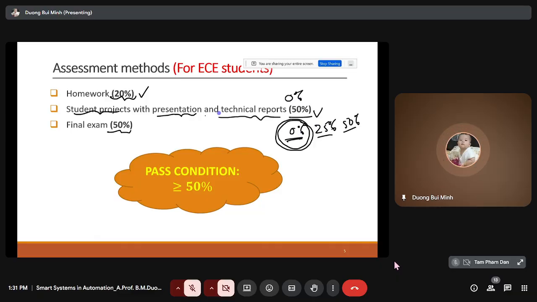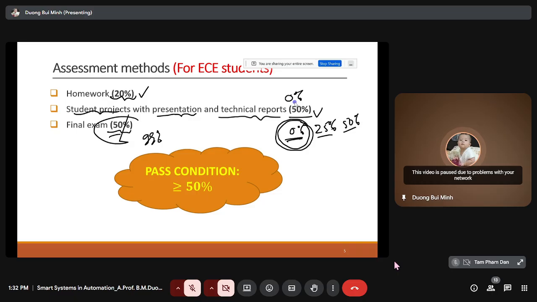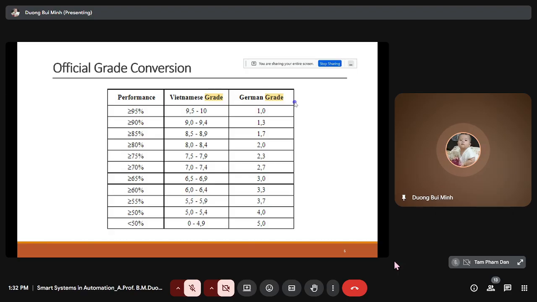If you get 0% here, that means 99% you fail this course, because if you don't know how to do the course project, how can you complete the final exam very well? So be careful. You need to discuss with your roommate, attend my class, and ask the TA for support, and she will give you some ideas and suggestions on how to do the course project. Remember that. So this is the rating policy. We convert to the Vietnamese rate and German rate.